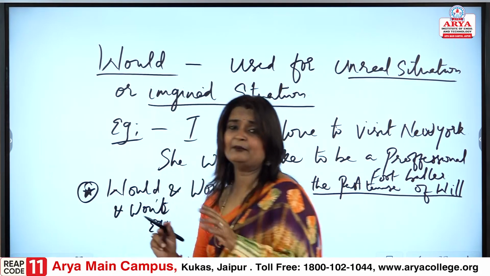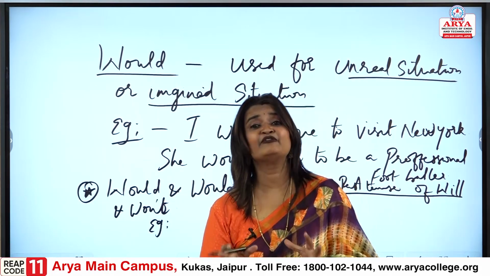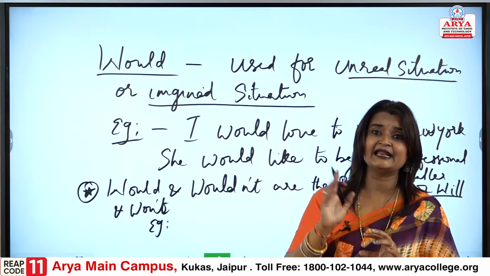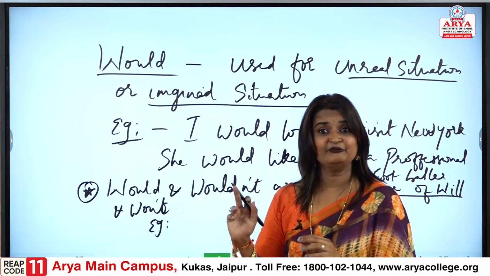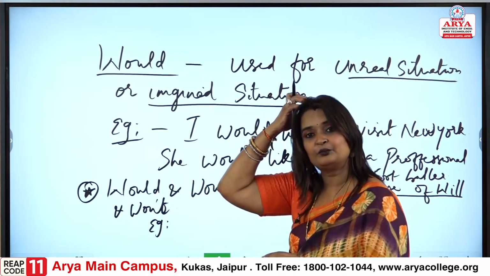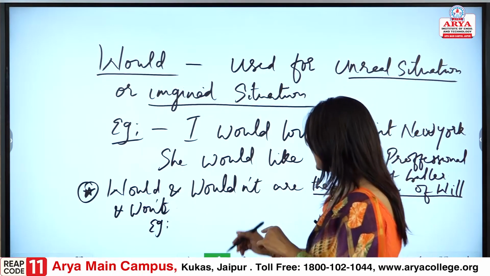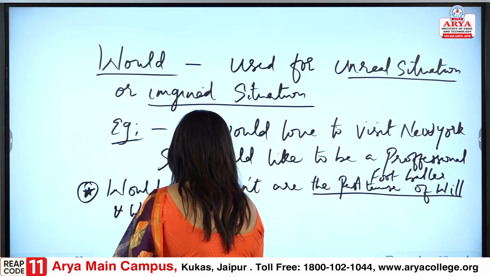When we are talking about direct and indirect speech, let me give you the example with this, because when we are talking about direct and indirect speech, this difference we need to use, when will, would, won't, wouldn't. So, how would we use it? Let me give you an example. Let me take direct speech.